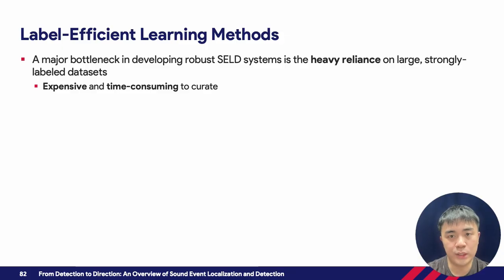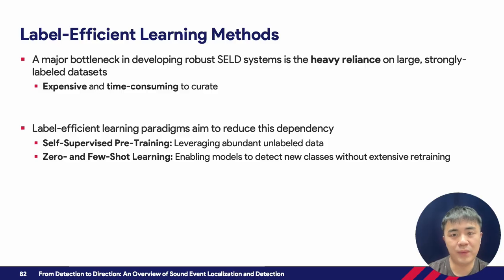Now, a major bottleneck that has always constrained SELD research is the heavy reliance on large, strongly labeled datasets. Curating these datasets, where every sound event is carefully annotated in both time and space, is incredibly expensive and time-consuming. As such, a major recent focus in this field has been on label-efficient learning frameworks. So the goal here is to reduce the dependency on massive labeled datasets. And this has led to two main philosophies. First, self-supervised learning, which learns powerful representations from the abundant unlabeled data. And second, zero and few-shot learning, which enables a model to detect new classes it was never explicitly trained on.